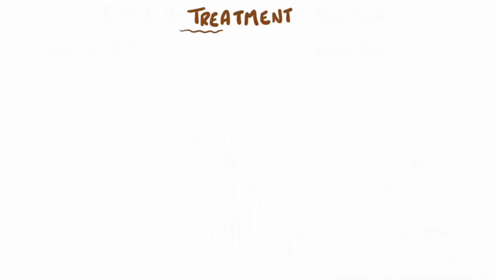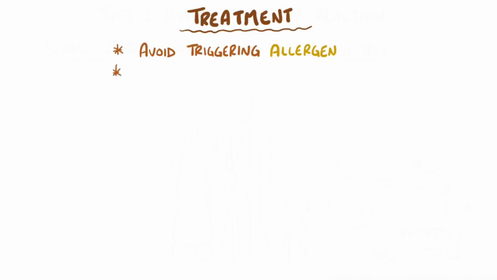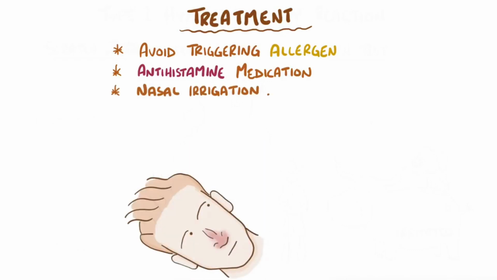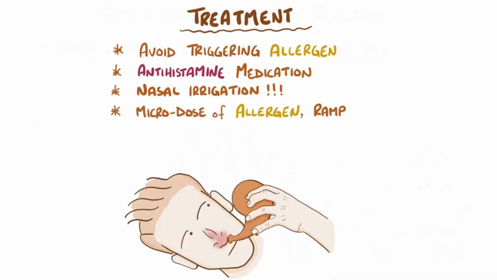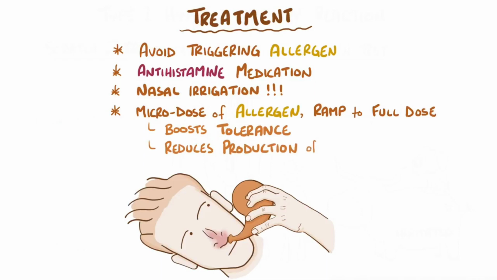Typically, the best thing for allergic rhinitis is to simply avoid the triggering allergen if possible. If there are symptoms, antihistamine medications can be used to suppress the effect of mast cell degranulation. Nasal irrigation can flush out the sinuses, which reduces the congestive symptoms of allergic rhinitis. In some situations, it's also possible to rewire the body's immune response to an allergen by exposing it to micro doses and slowly ramping up to a full dose of the allergen. This gradually boosts tolerance to the allergen by reducing the immune system's tendency to produce IgE each time.